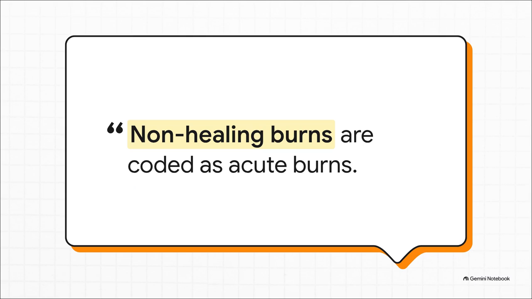Okay, here's a rule that catches a lot of coders off guard. Non-healing burns are coded as acute burns. Sometimes you'll see a patient coming back weeks later with a burn that simply isn't closing up, and the instinct is to use a sequela code because time has passed. The guidelines explicitly say no. If it's actively non-healing or if there is necrosis of the burned skin, it is still categorized as a current acute injury. You have to keep using the active treatment seventh character, like A for initial or D for subsequent. No S for sequela here.